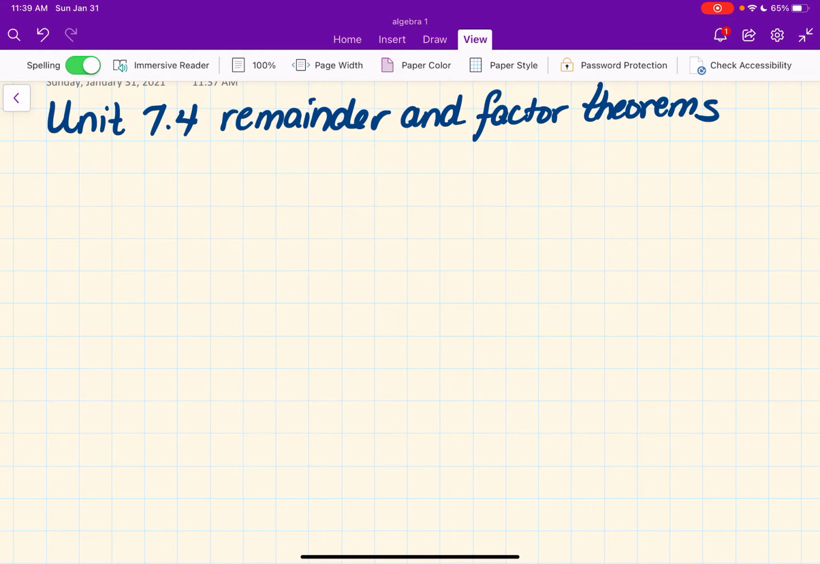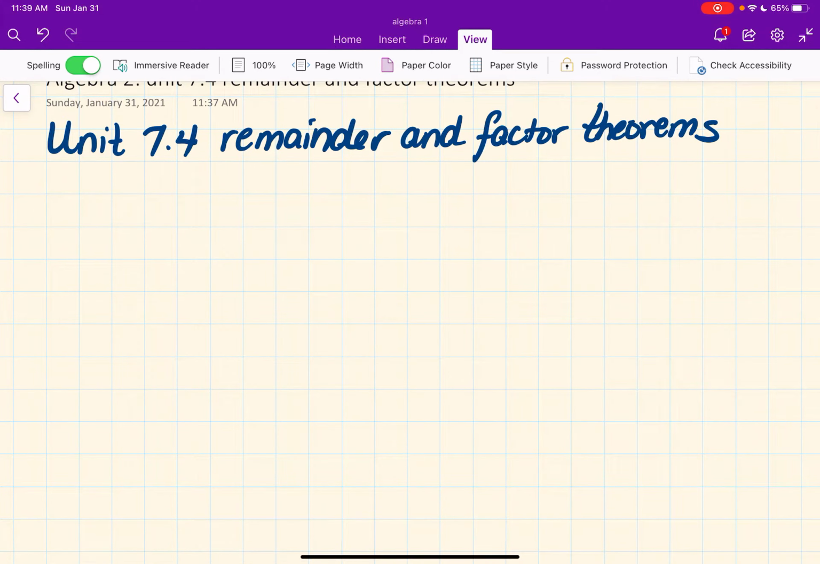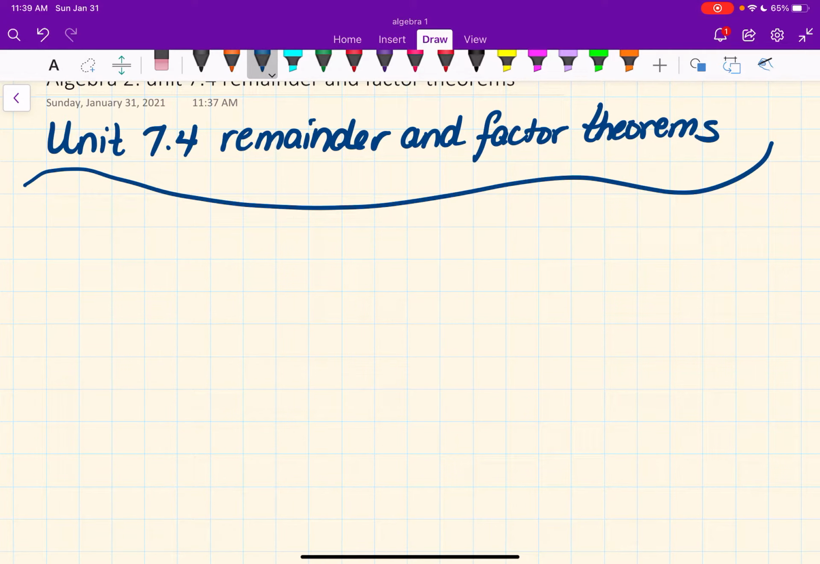All right, we skipped unit 7.3. We don't do that, so don't worry, you didn't miss it. We're on to 7.4, remainder and factor theorems.